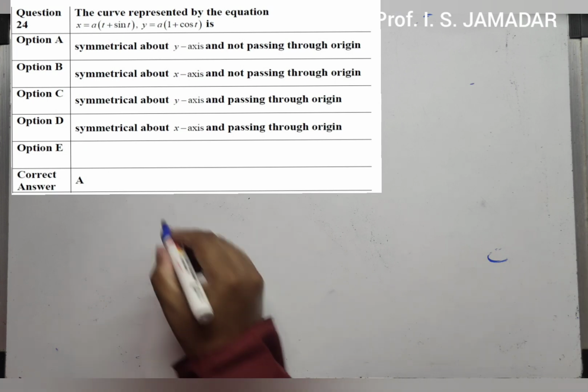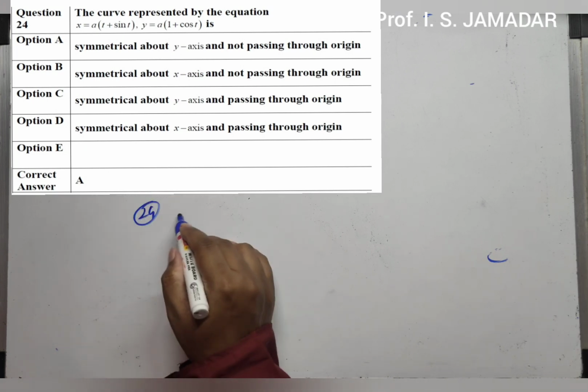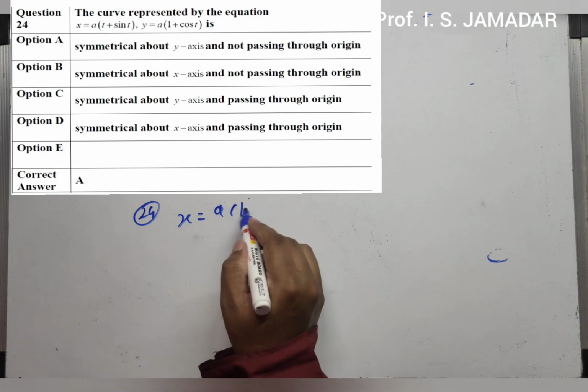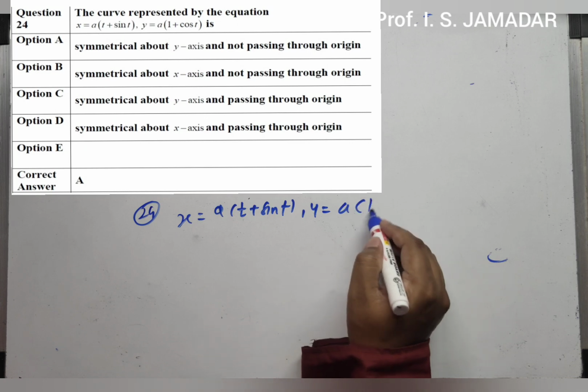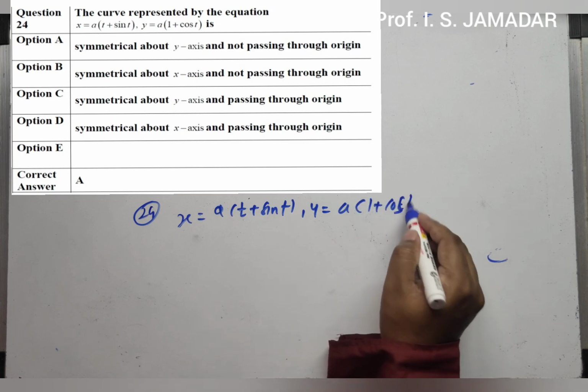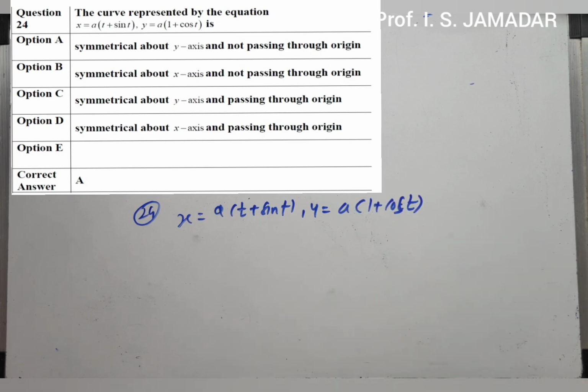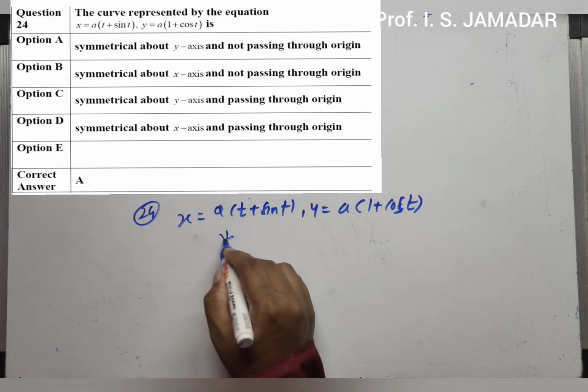The curve represented by x is equal to a into t plus sin t and y is equal to a into 1 plus cos t is symmetric about origin. Two things they are asked: to check symmetry and to find whether the curve is passing through origin or not passing through origin. So first we'll check symmetry.